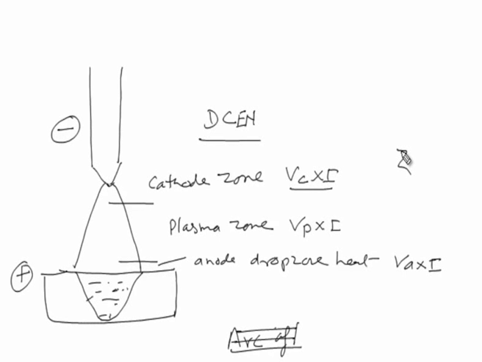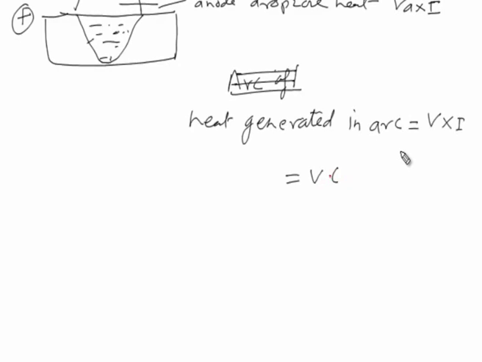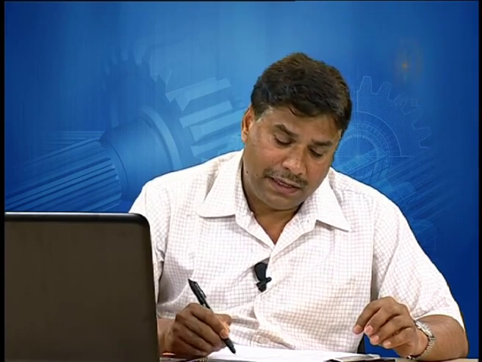The heat generated in the arc is given by V into I, where V includes Vc plus Vp plus Va. So, this portion of the heat is not used effectively in case of the non consumable arc welding process, while the heat generated due to the voltage drop in the anode drop zone is used for melting of the base material.